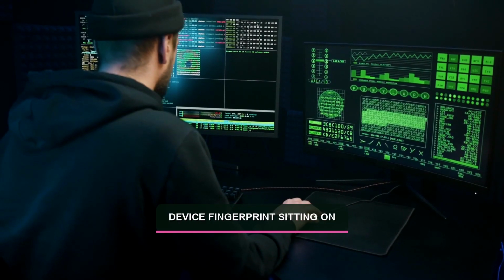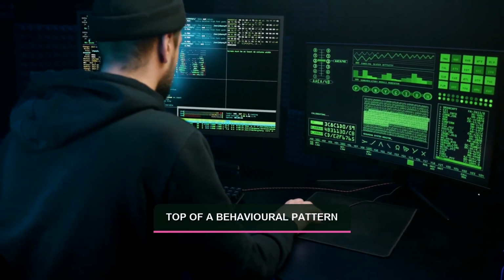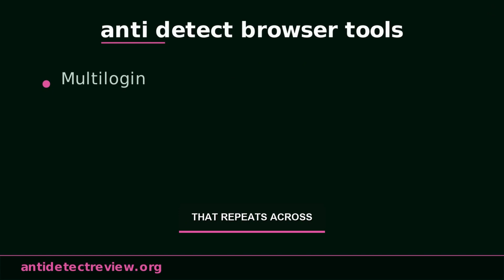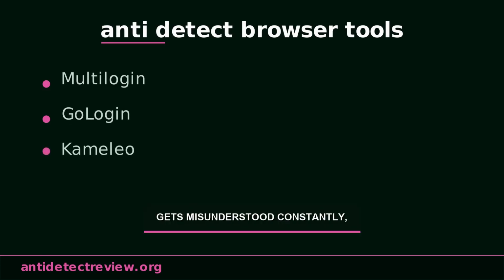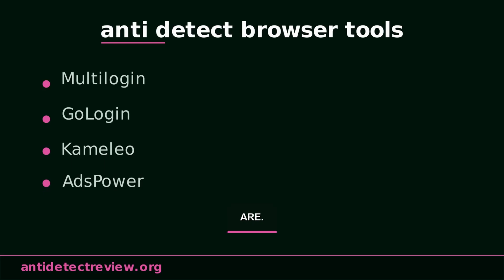A spotless device fingerprint sitting on top of a behavioral pattern that repeats across supposedly separate accounts is itself a red flag now, maybe a bigger one than either signal would raise by itself. This is the part that gets misunderstood constantly, including by people selling anti-detect tools as more complete than they actually are.